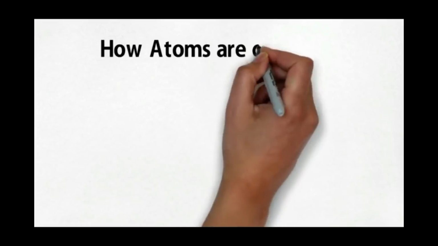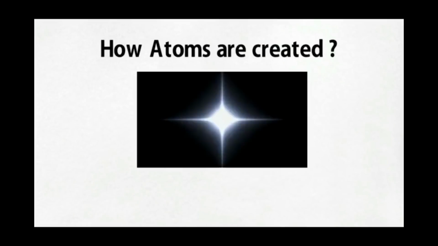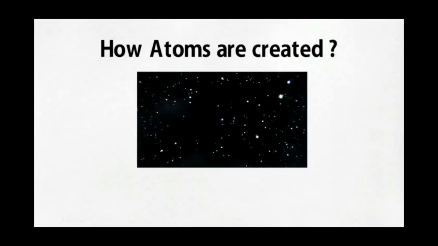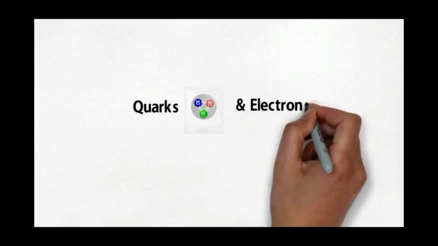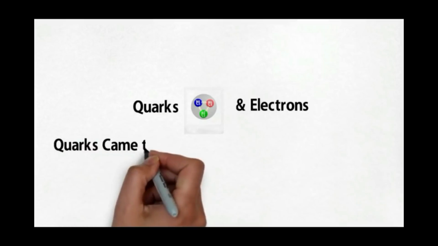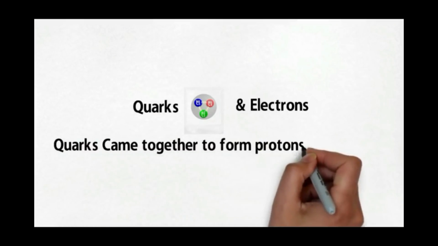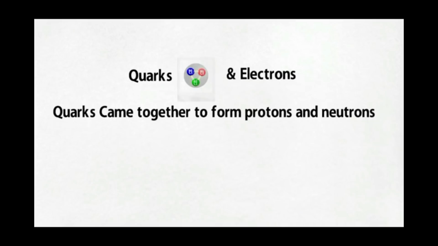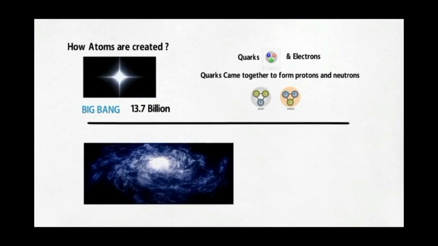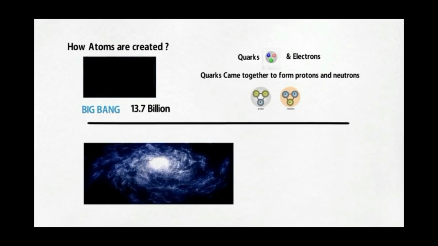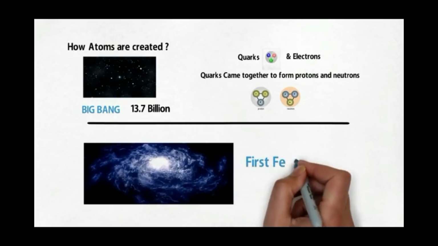Now let's talk about how atoms are created. Atoms were created after the Big Bang, which happened 13.7 billion years ago. As the hot, dense new universe cooled, conditions became suitable for quarks and electrons to form. Quarks came together to form protons and neutrons, and these particles combined into nuclei. This all took place within the first few minutes of the universe's existence.